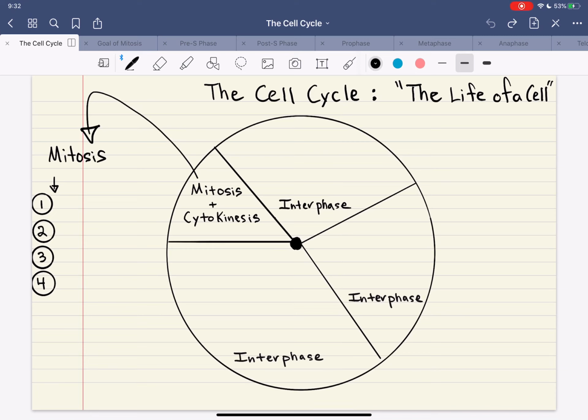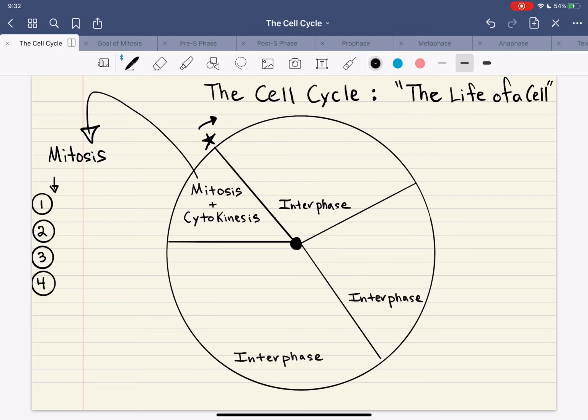So the first topic we're going to cover is the cell cycle. And this is really just like a pie chart depiction of all of the major events that happen during a cell's life. So if we put a star here, it's this point on the pie chart that marks the beginning of a cell's life, as it progresses in a clockwise direction.